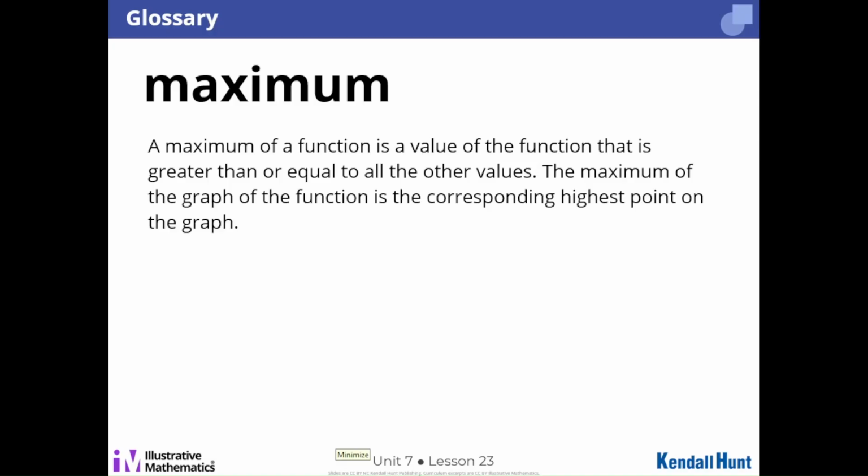For glossary terms, we have maximum. A maximum of a function is a value of the function that is greater than or equal to all other values. The maximum of the graph of the function is the corresponding highest point on the graph. When we talk about the maximum, we are talking about the maximum y value.